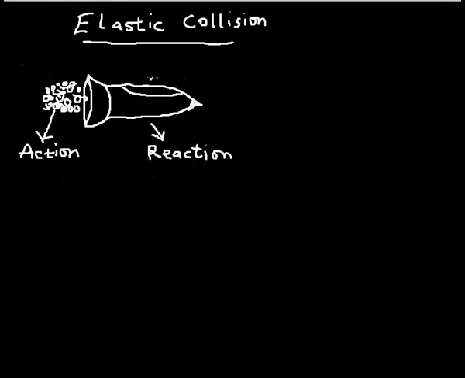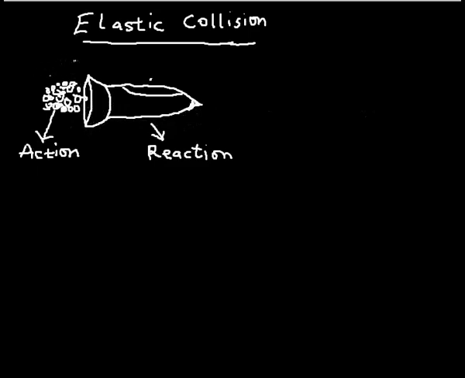Now, as the name implies, in an elastic collision, after the collision the two objects don't move in the same direction with a common velocity, but rather they move in opposite directions. Unlike in inelastic collision, where after the collision they stick together and move in one direction, an elastic collision causes the objects to move in opposite directions after the collision.